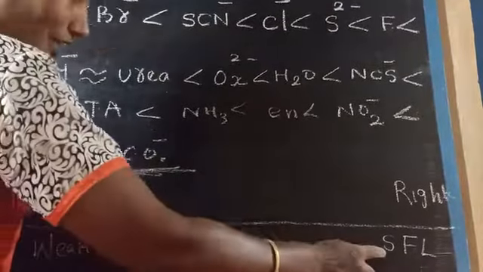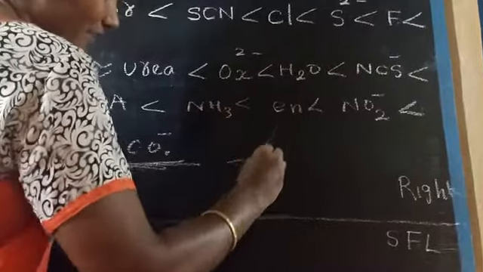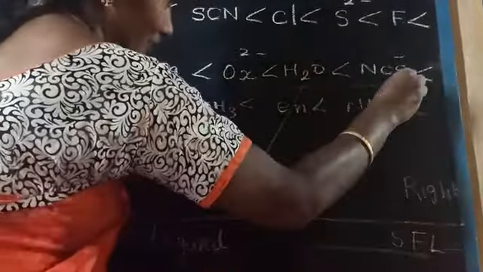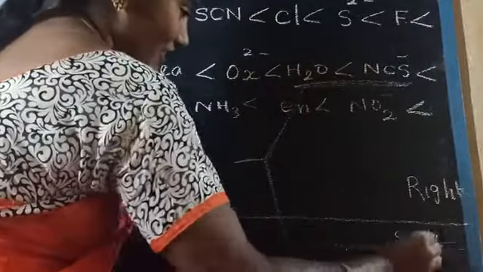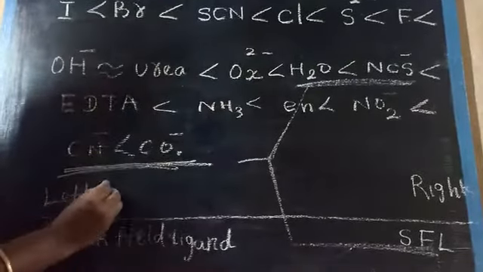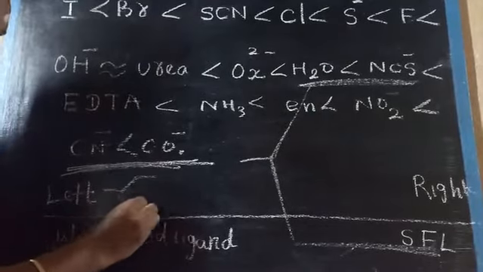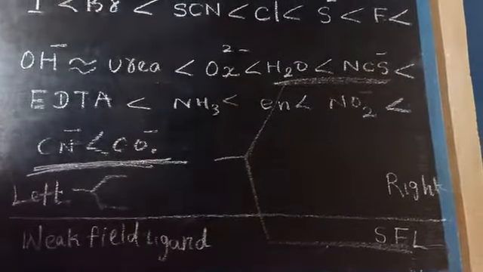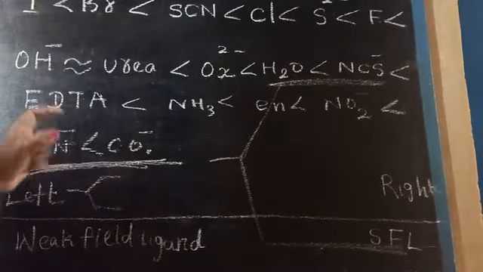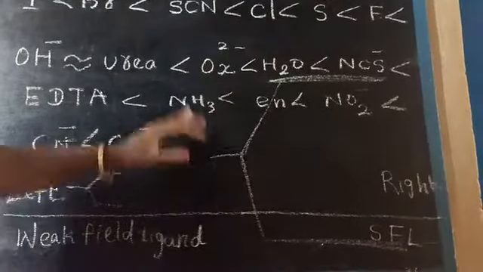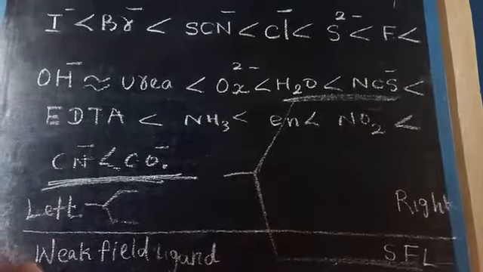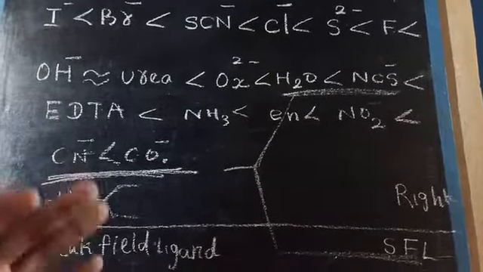So in strong field ligand, the splitting energy is more. Don't forget, children. Now weak field ligand, the splitting energy is very less. The energy values are small. So we can understand that crystal field splitting energy is explained based on the nature of the ligand.